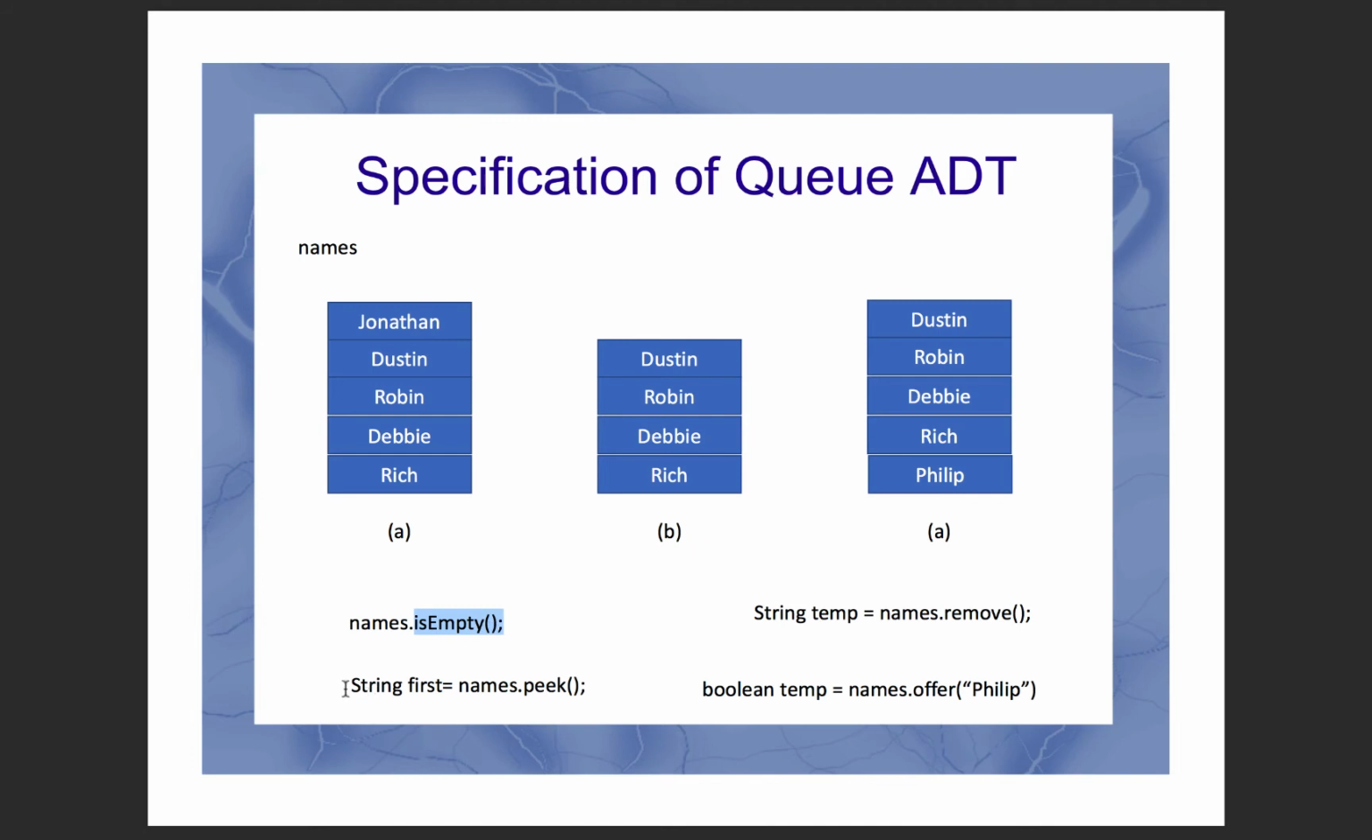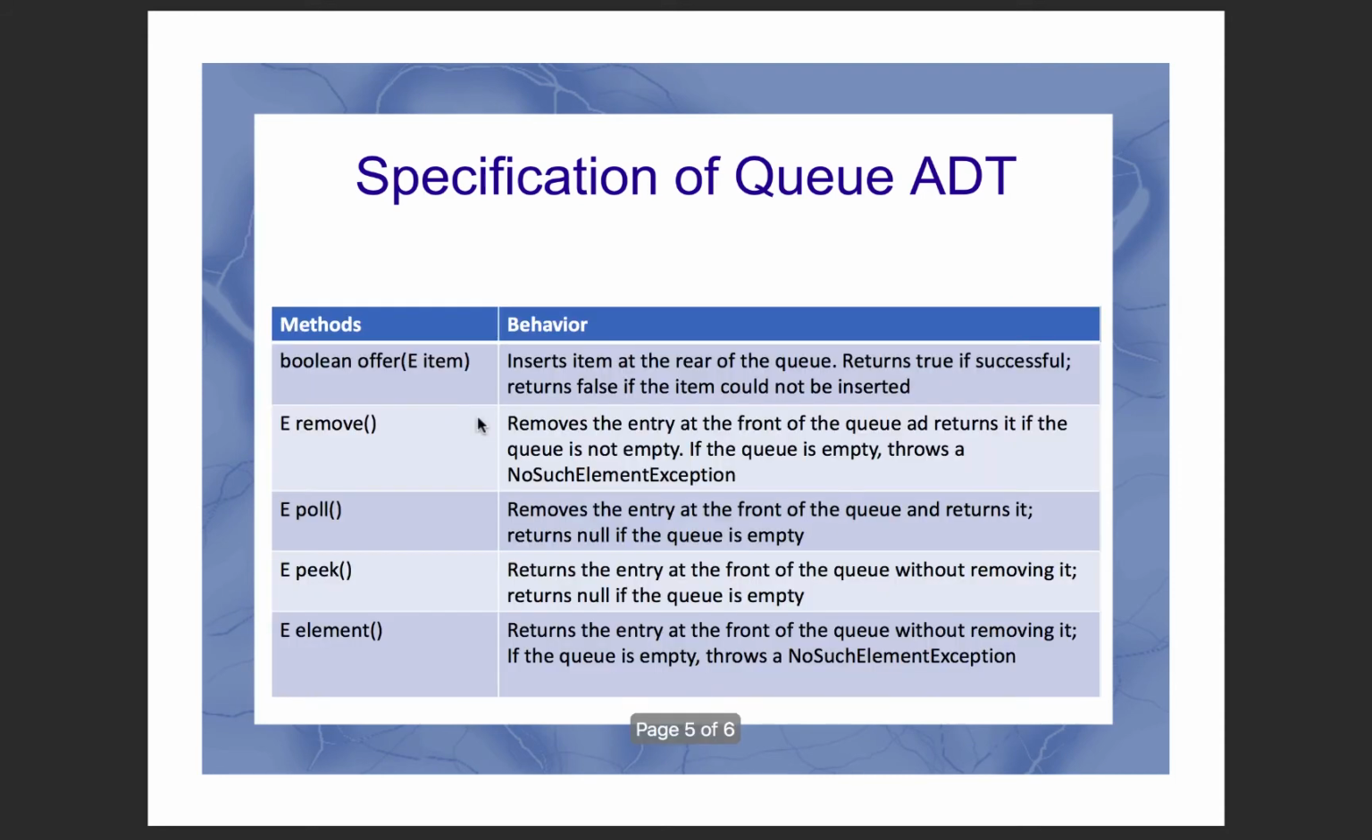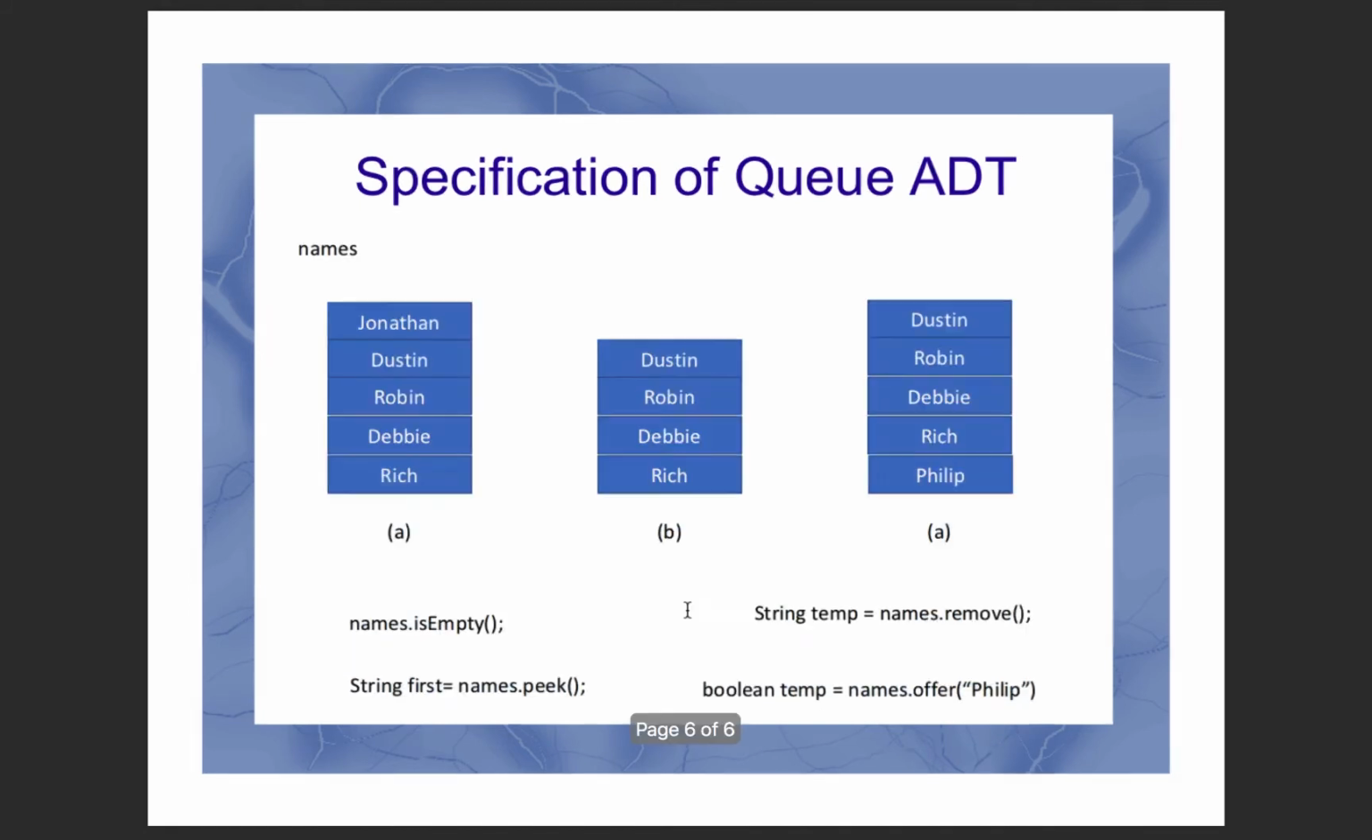Then the second method, we call names.peek. The names.peek method basically returns the front element of the queue. If you go to the peek method, it returns the entry at the front of the queue without removing it, and returns null if the queue is empty. Since the queue is not empty, it returns Jonathan. So this is the first element, and it will be assigned to the first variable, which is of string type.